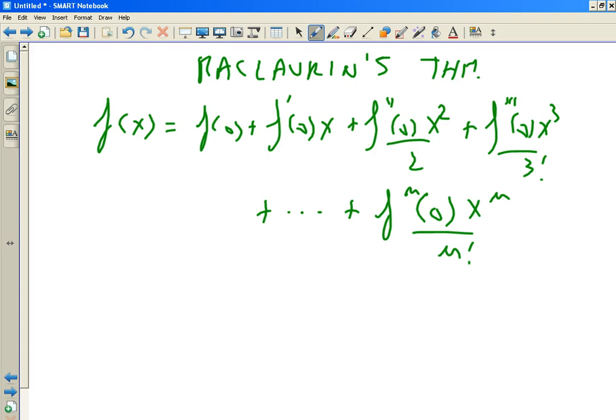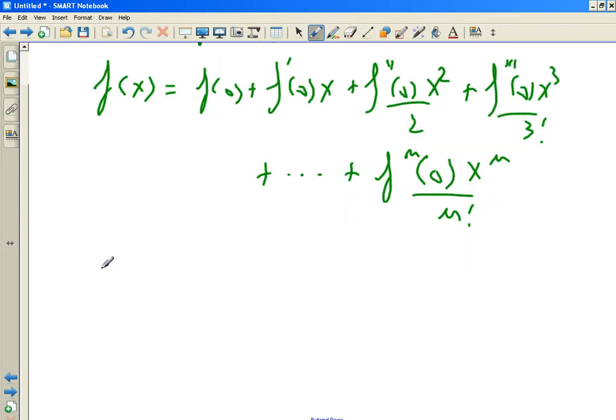Okay, so let's try this. This is actually not that difficult, generating a series with this. What if f of x is e to the x? Can you get me a power series for e to the x?